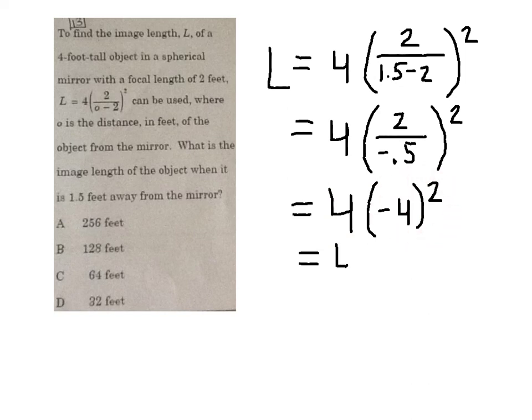So that gives you 4 times 16, because negative 4 squared is going to give you positive 16. Once you simplify, your final answer is going to be 64, which is C.